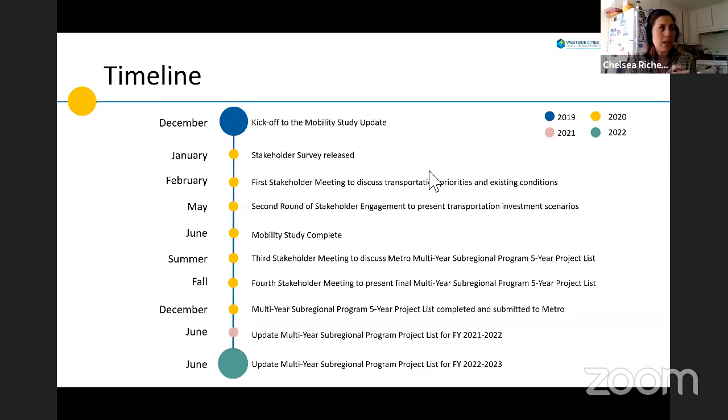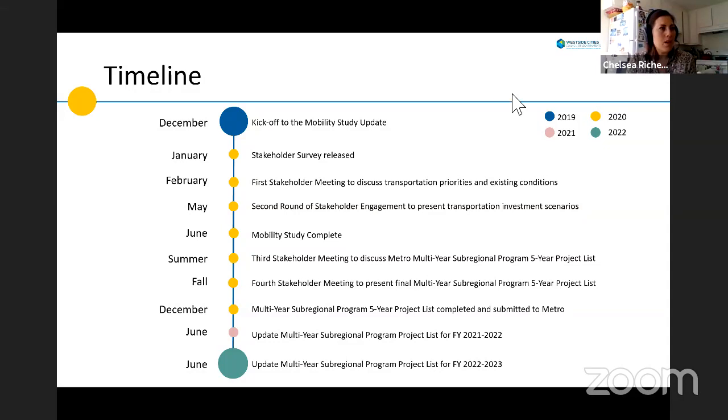We had a stakeholder survey in January of this year, and then we had our first stakeholder meeting in February. I believe many of you were there or had staff members that were there. And we're moving now quickly towards our second round of stakeholder engagement in May. We have had to pivot from what we expected to be an in-person meeting, very similar to the first meeting in February, and we're now anticipating we're going to be doing stakeholder engagement via an online platform. We expect to keep that platform open for 2 weeks in May, so I'll talk a little bit more about that towards the end. And as I mentioned, the mobility study will be completed by the end of June.